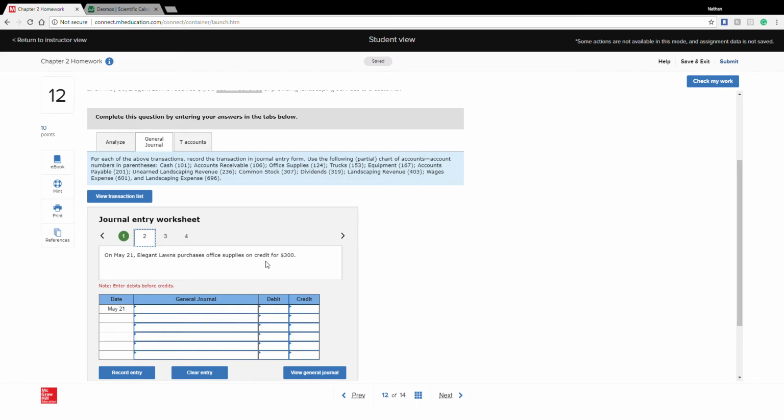Okay, so again, we got office supplies for credit. So office supplies, it's on credit. So accounts payable for 300.